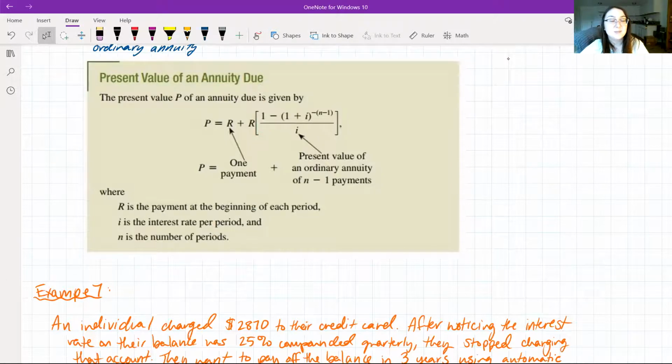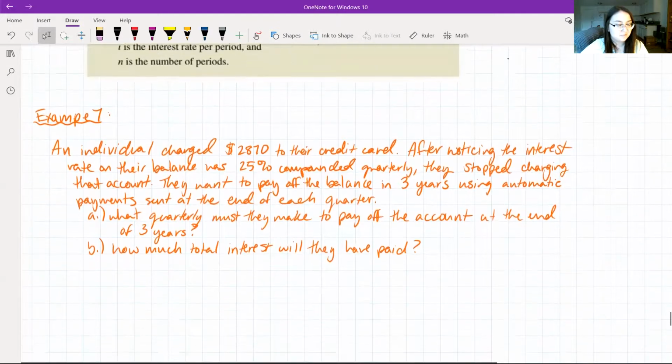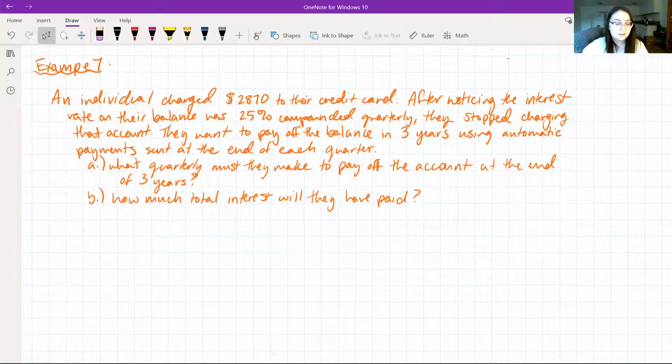All right, so moving on to our examples. Example 7 says that an individual charged $2,870 to their credit card. After noticing that the interest rate on their balance was 25% compounded quarterly, which is a lot, they stopped charging that account, which was smart. They want to pay off the balance in 3 years using automatic payments sent at the end of each quarter.